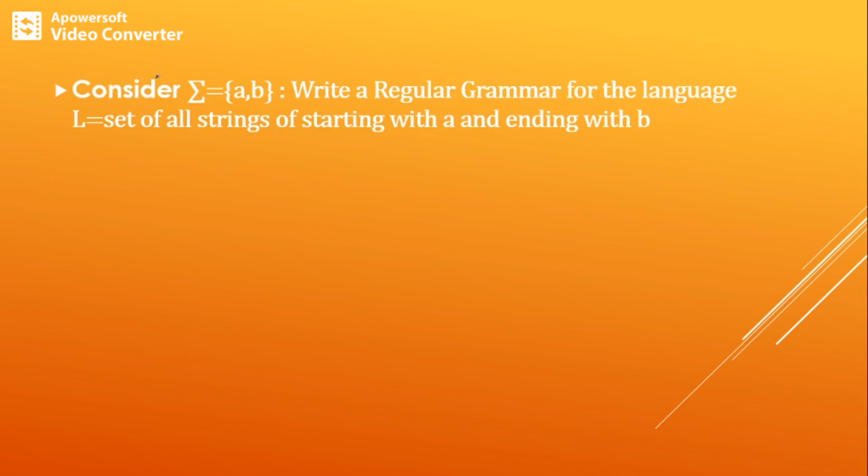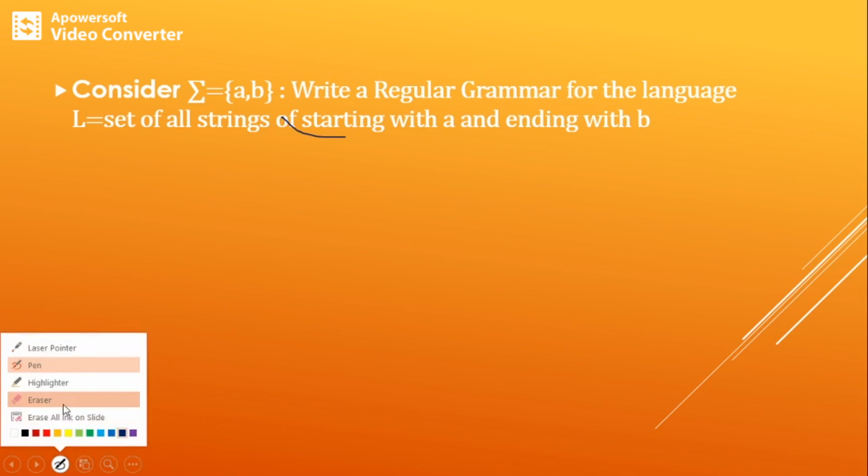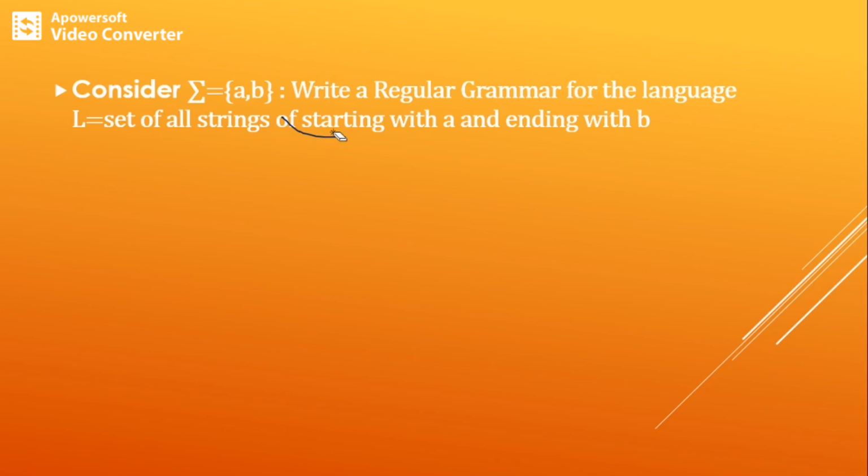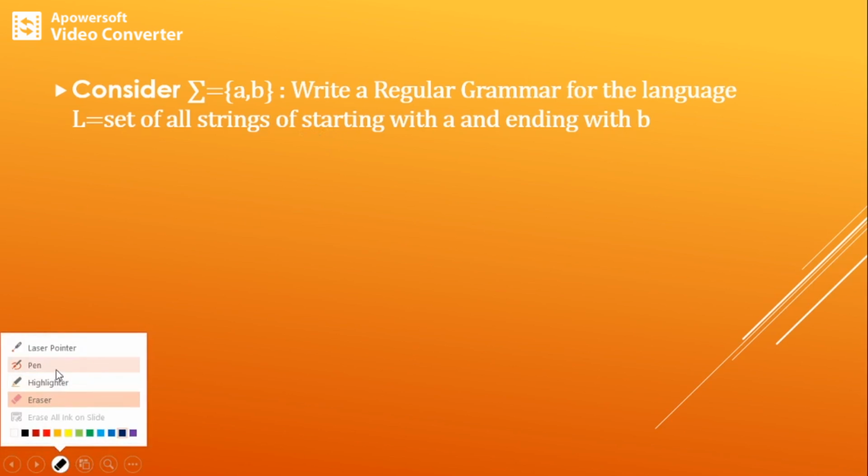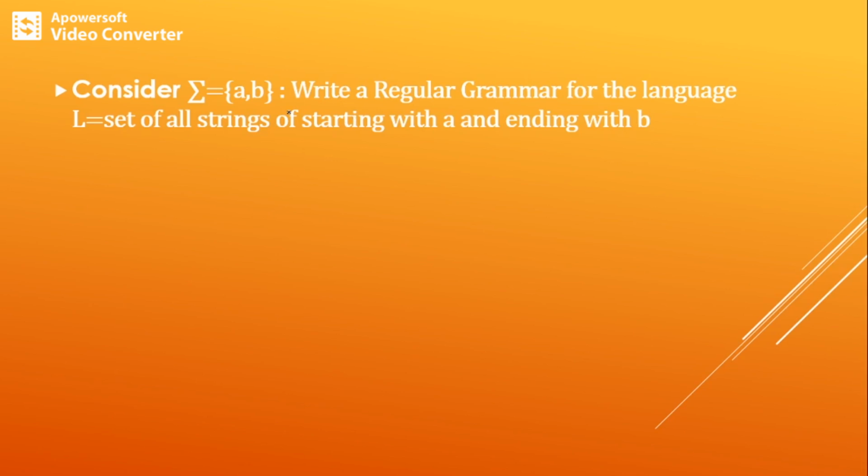Next, we'll have one more regular grammar to write. That is, write a regular grammar for the language: the set of all strings starting with A and ending with B. So in between it can be anything, and the alphabet it is going to contain is A and B.